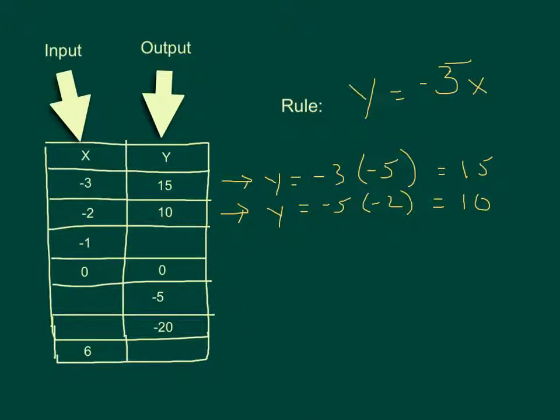So now that we know that our rule is y equals negative 5 times x, here, let me fix that, a negative 5 right there. That does not look good.